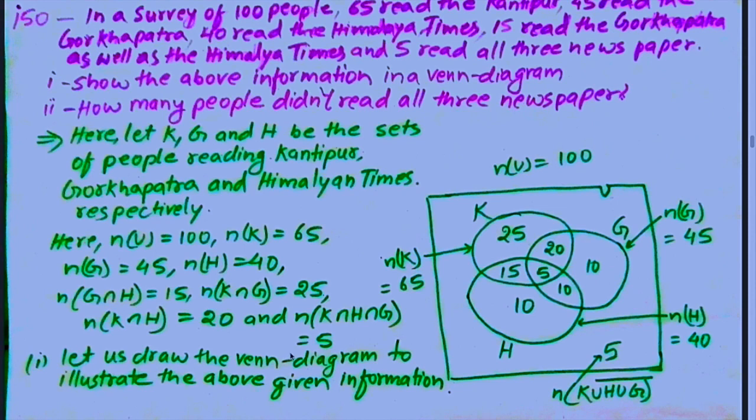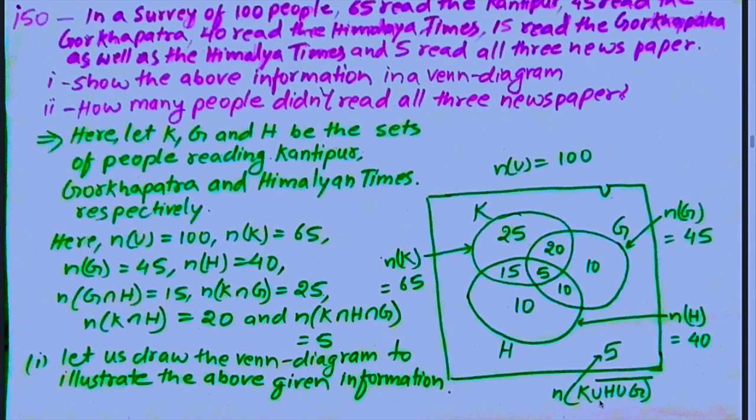Now let's also draw a Venn diagram to illustrate the information here. The big rectangular box is n(U) equal to 100. The first circle is K, here n(K) is 65. The second circle is G, n(G) equal 45. The third circle is H, n(H) equal 45. Here 5 is the complement of all three.